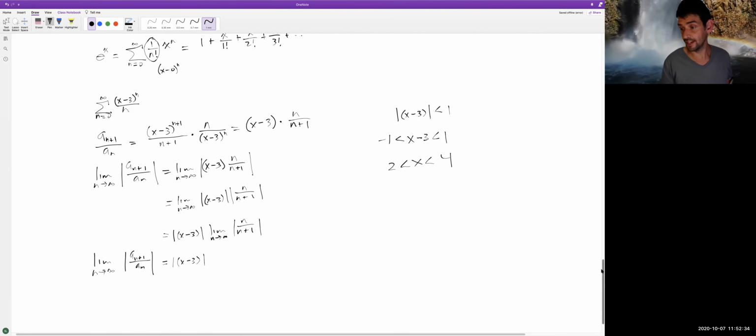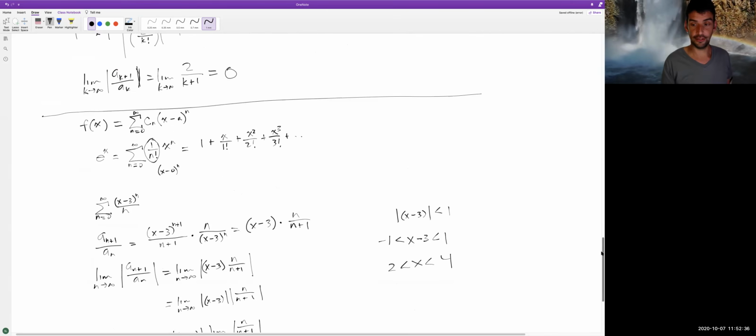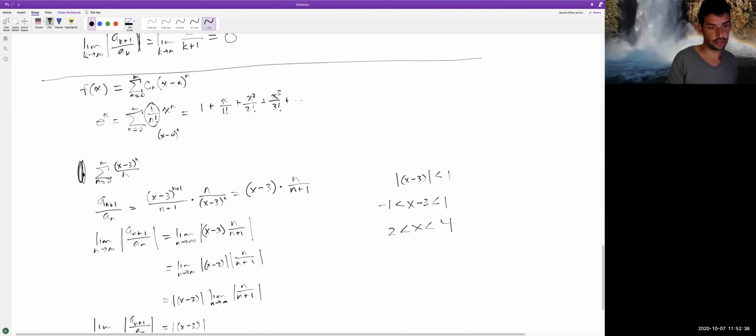And so what we find is that this series that I wrote here converges as long as x is between 2 and 4. We could check what happens at the endpoints, but we'll do that another time. I want to leave that here. This was long enough.